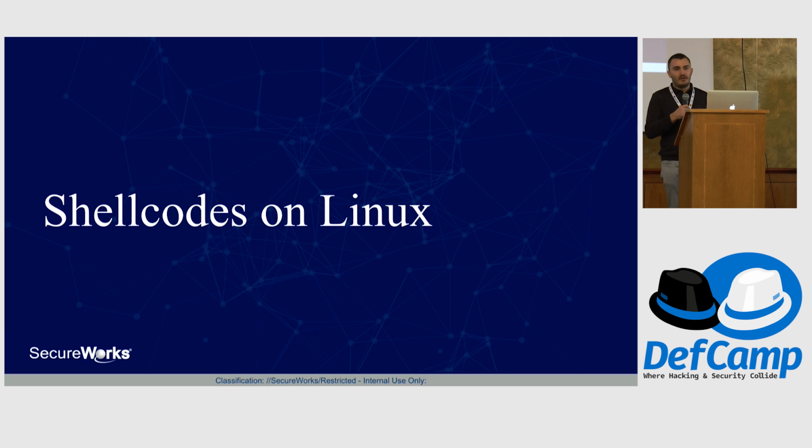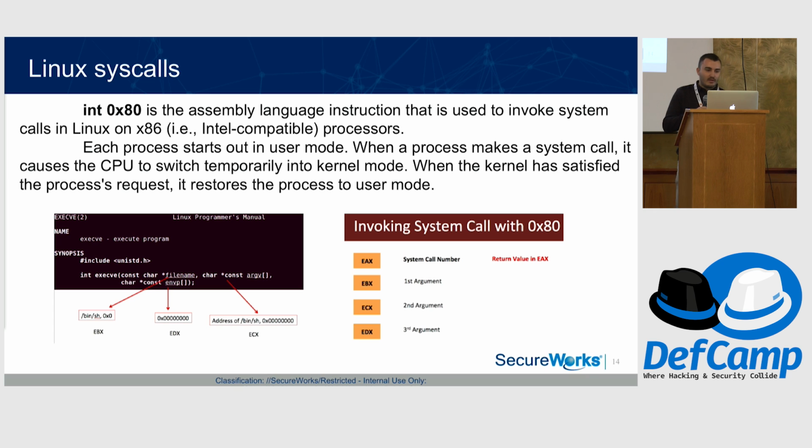Let's see some examples on Linux. Let's see how shellcodes work on Linux. There is a specific instruction that the processor can understand. It's called int 0x80. It's an assembly instruction that invokes a system call on Linux. The main idea is that we can use it to generate system calls. System calls are, let's say, function calls for the operating system, so we can tell the operating system what it should do for us.